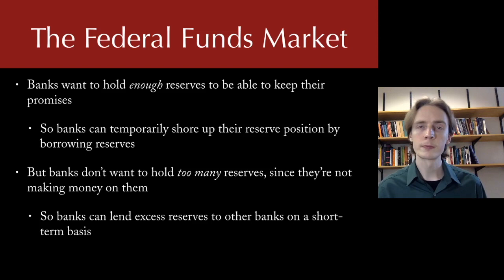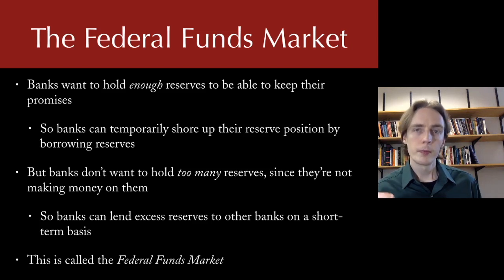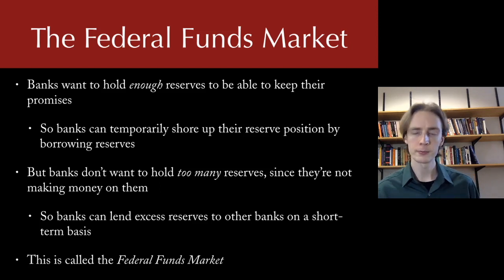The market where banks do this, where banks borrow and lend bank reserves, is called the federal funds market. Why is it called the federal funds market? Because bank reserves, remember, are issued by the Federal Reserve. That's that M0. So they're called federal funds, or at least they were at one point. So the federal funds market is the market where banks borrow and lend each other bank reserves, M0, on a very short-term basis, usually overnight.